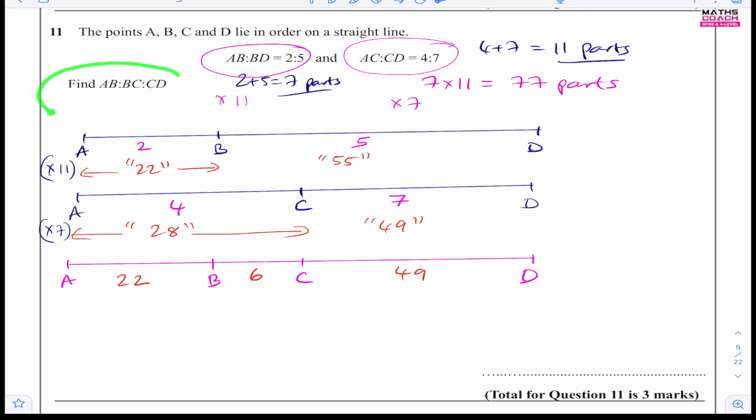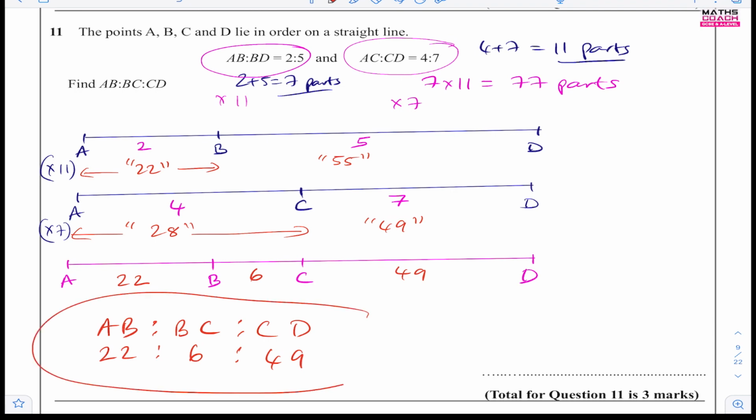So now we have this right there. So we know that A to B is 22. We know that B to C is 6. And we know that C to D is 49. And there is our final answer.